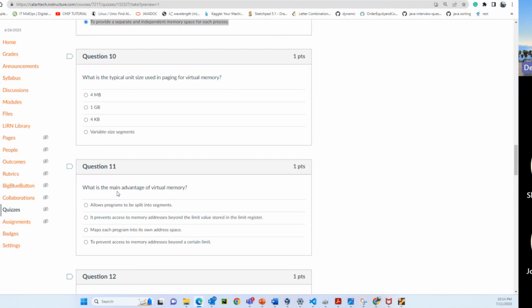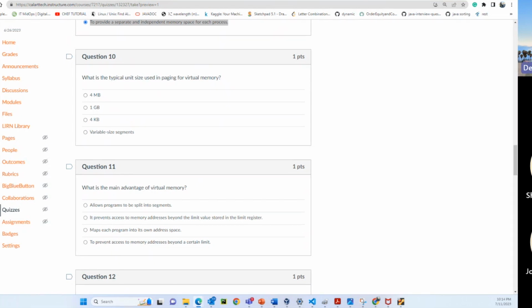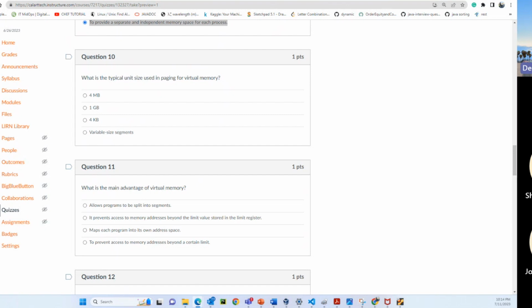So what is the main advantage of virtual memory? That's a good question. Allows programs to split into segments? No. Prevents access to memory addresses beyond the limit value? No. Maps each program into its own address space. So that is the main advantage. Basically you can localize the program to its own address space. So the third one is the correct answer.